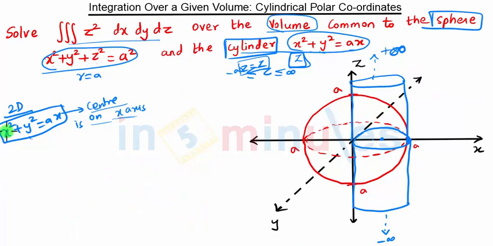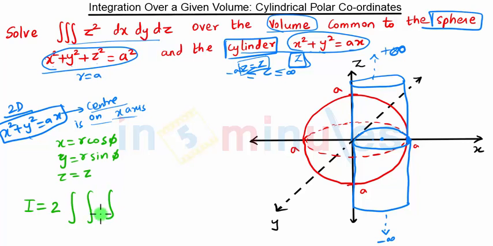So now our new equation will become: we put x equal to r cos phi, y equal to r sin phi, and z equal to z. So when we put this, we will have I equal to 2 times the integration, phi going from minus pi by 2 to pi by 2, r going from 0 to a cos phi, and z going from 0 to z equal to root of a square minus x square minus y square.